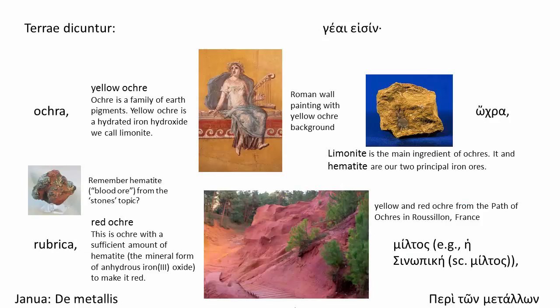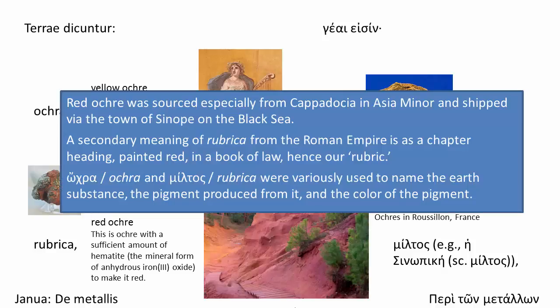Rubrica, miltos, for example, he sinopique. And this is red ochre. This is an ochre with a sufficient amount of the mineral hematite to make it red. Red ochre was sourced especially from Cappadocia in Asia Minor and shipped via the town of Sinope on the Black Sea, he sinopique miltos. A secondary meaning of rubrica from the Roman Empire is as a chapter heading painted red in a book of law, hence our rubric.